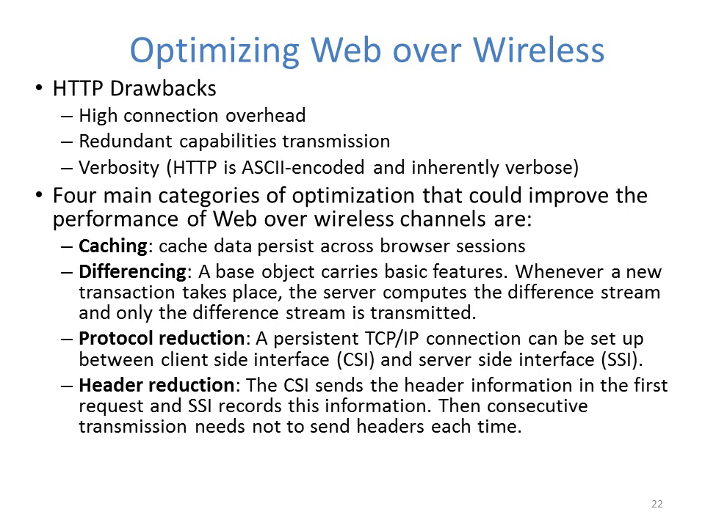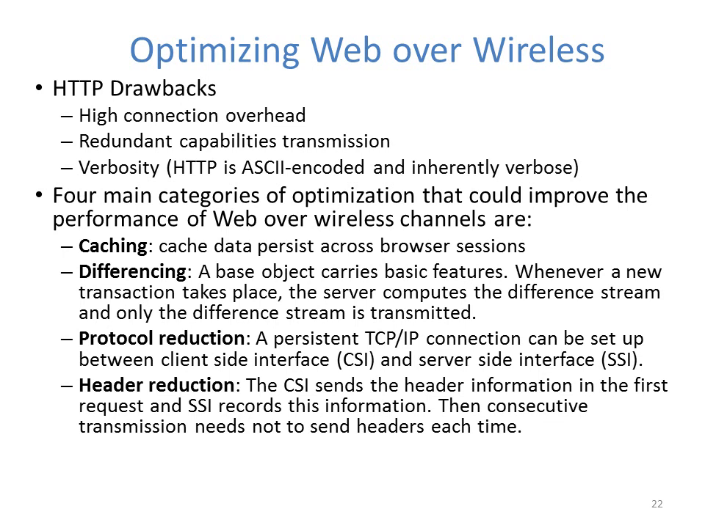So based on this, we have to optimize the wireless. That is, optimization can be done based on the disadvantages available with respect to the previous one. There are different types of drawbacks with respect to HTTP, that is, it is connection oriented, has redundant capability transmission, and is verbose, that is, HTTP is ASCII encoded and inherently verbose.